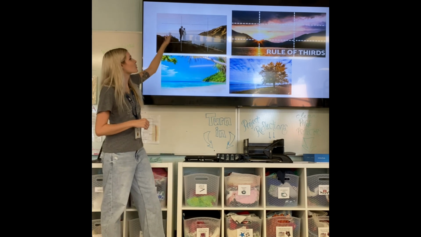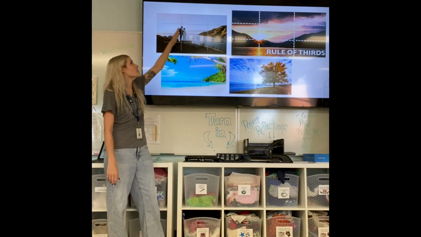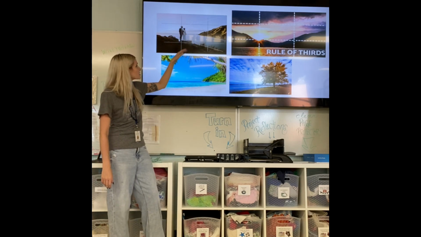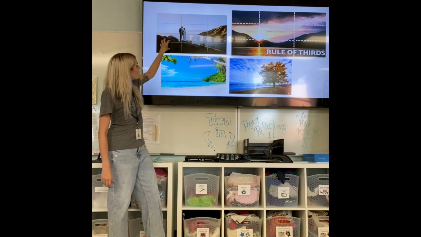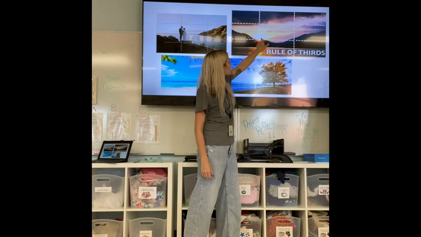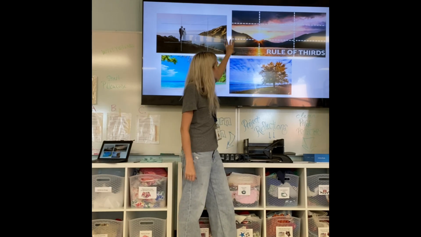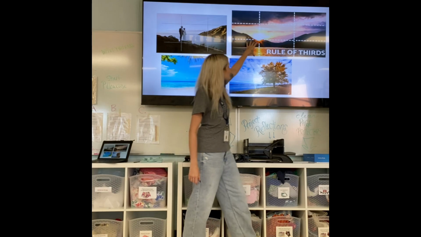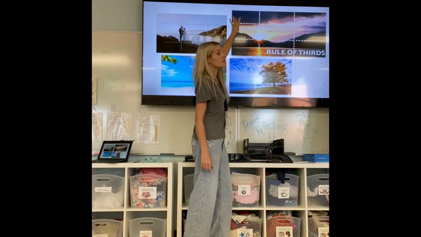What makes this picture more interesting is that these people are not dead set in the center. They're on one of the rule of thirds lines. Very interesting. They could have also very well been over here and it would have been interesting. Or here. Looking at this landscape picture here, we see we have the sun at the exact intersection of the rule of thirds lines. We also see that a lot of the landscape is down here in this section of the rule of thirds. So it's 2/3 up here and 1/3 here.